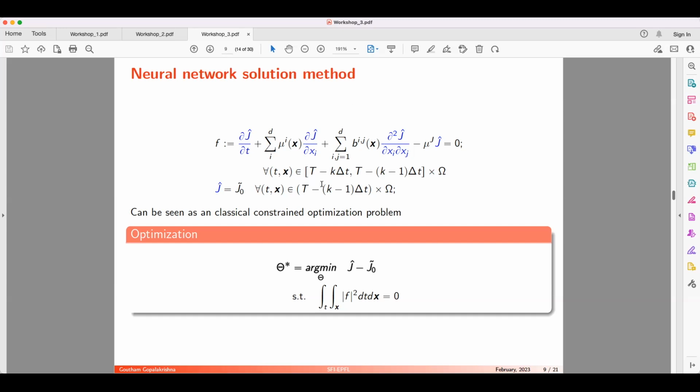This equation will be satisfied in this time domain at every iteration, right? So you update the value function J hat. Now, once you find a new J hat, you use that to compute those PDE coefficients. So that's why there's no time dependence.